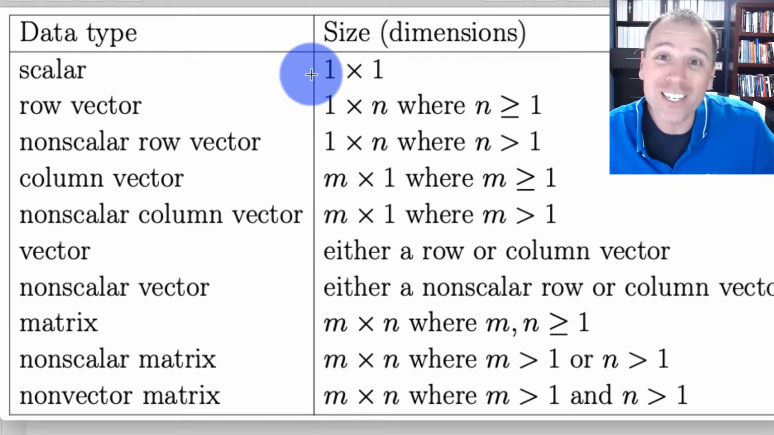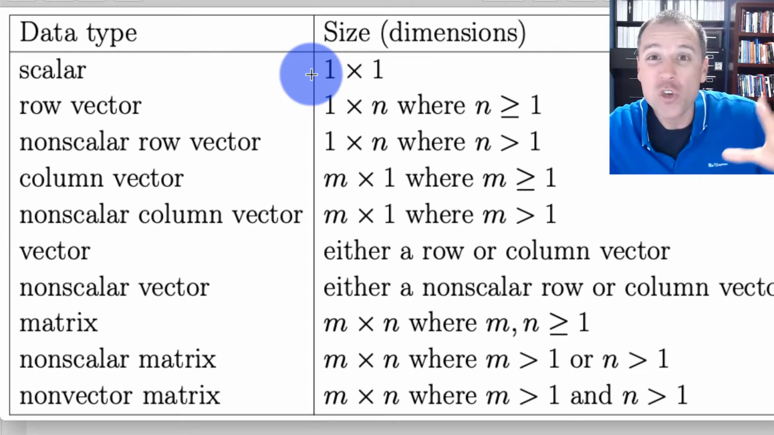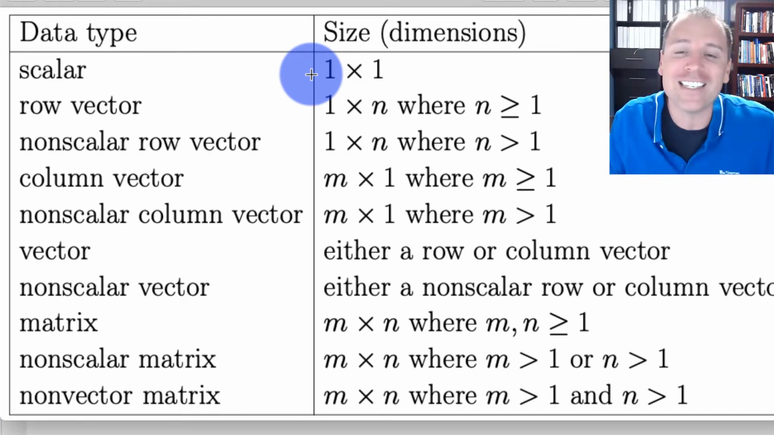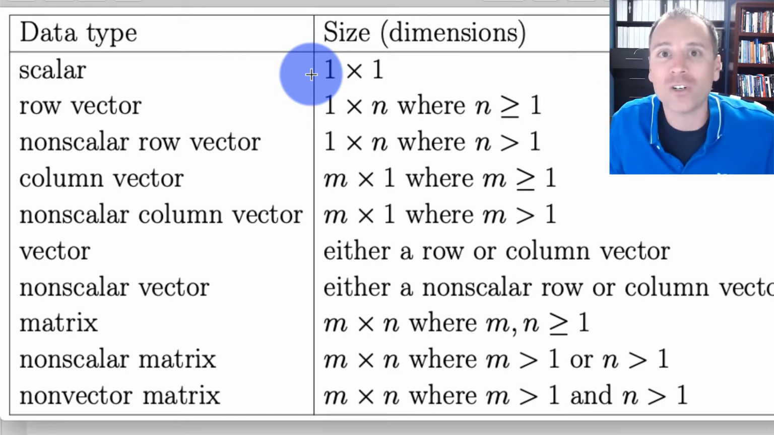And you know mathematicians, the lazy bums, they don't want to use all the words, so what they'll say is, well, that is a non-scalar row vector. And what that means is n's got to be greater than 1. In other words, the number of columns is bigger than 1. That row vector is not a scalar, non-scalar row vector.